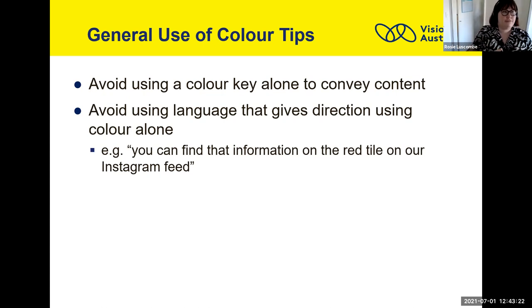Imagine if the Instagram feed has a bunch of red tiles and a bunch of green tiles. You may not be able to tell which is a red tile or which is a green tile. Also, this sort of direction makes it really hard for users who are blind and maybe use a screen reader, as the screen reader is not going to tell them that this is a red tile. So it can be difficult for people to navigate and actually find out what you're talking about.